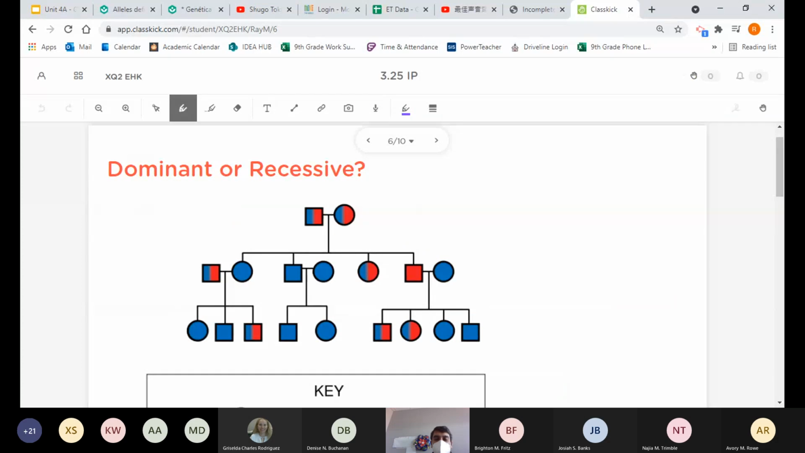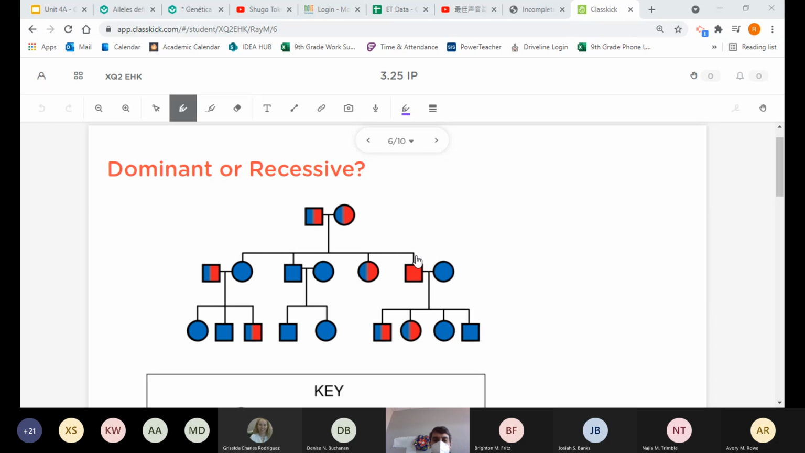So, dominant or recessive? Again, in the chat box, let me know what you think. I will say that you can look at this for about 5 seconds and figure out if this is a dominant or recessive trait based off of just looking at the pedigree itself.